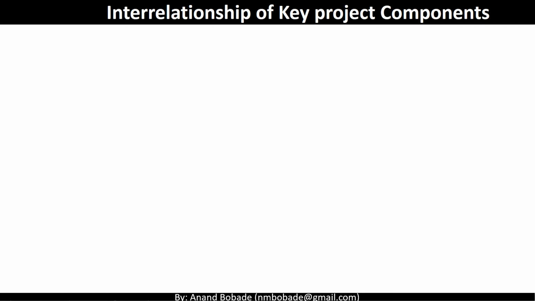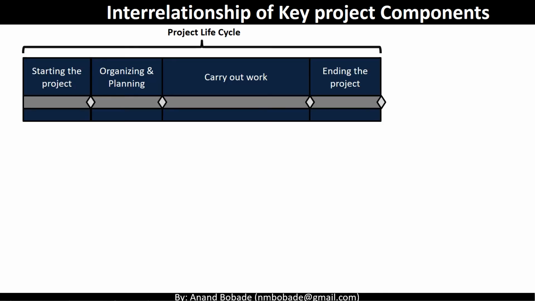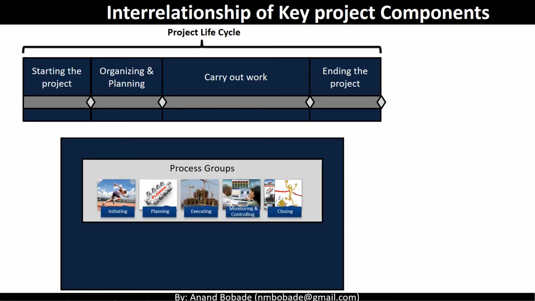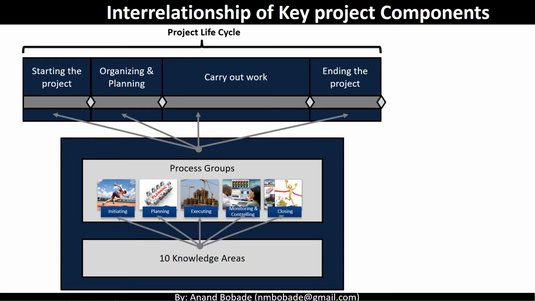Interrelationship of key project components. We already learned about the project lifecycle, 5 process groups and 10 knowledge areas. But it is very important to understand the relationship between them. On the screen, you can see a project lifecycle with generic phases. Lifecycle is application specific. For example, you will have a different lifecycle for an IT project versus a construction project. We have 5 process groups and they will execute under each phase of the project. Further, we have 10 knowledge areas, which are groupings of 49 processes belonging to various process groups, as we learned in our last slide.